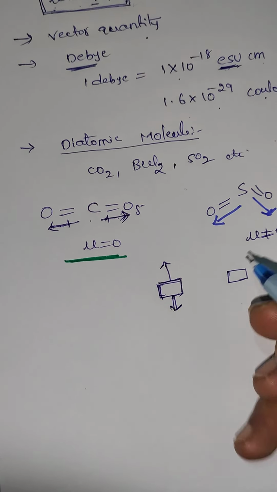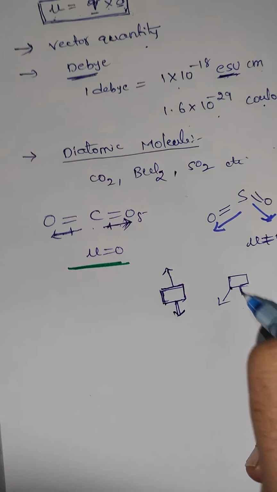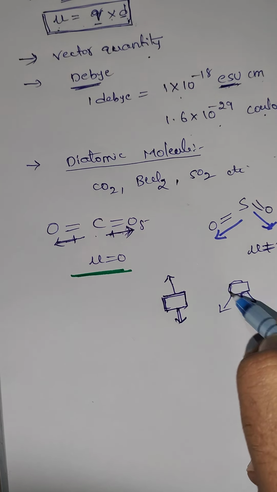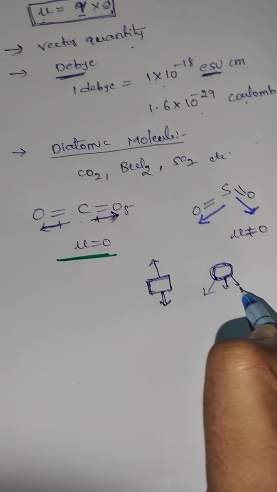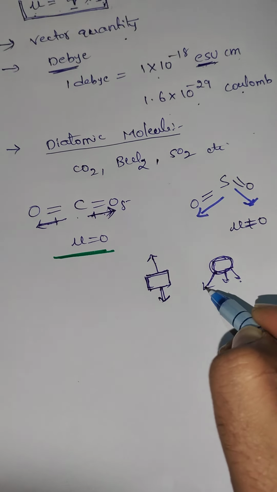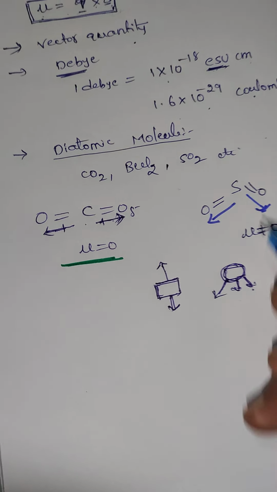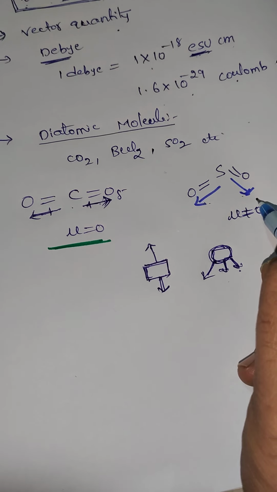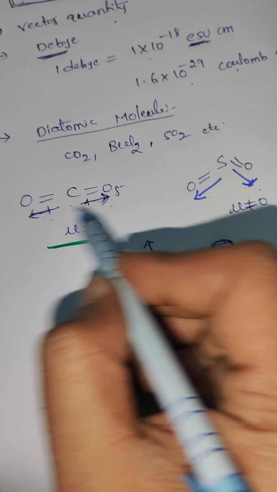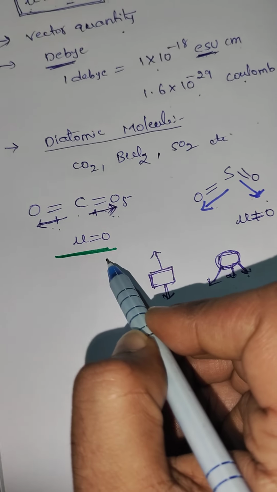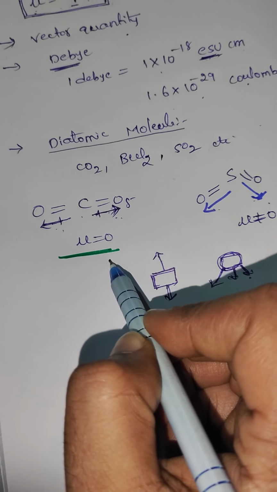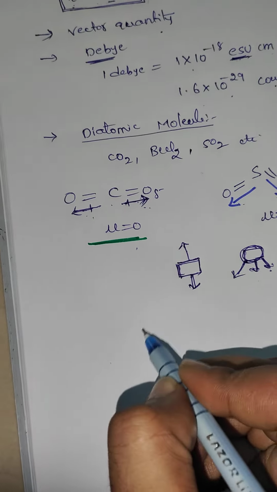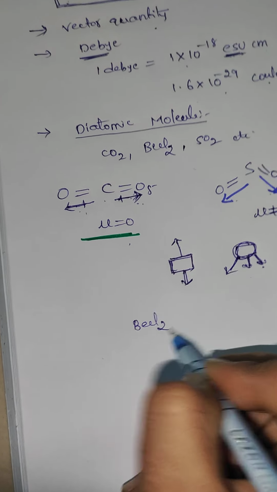Same, this object, in any one direction, or all directions. The movement will be there or not? That means they have some dipole moment like this. If the direction is on the same side, they have some dipole moment. If the directions are opposite, they have zero dipole moment. Zero dipole moment.